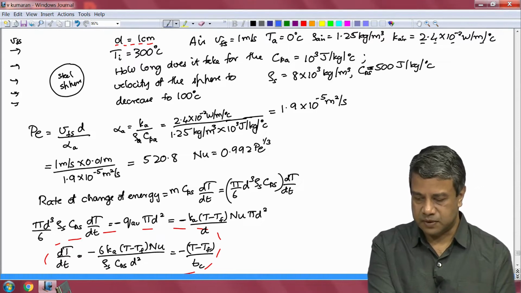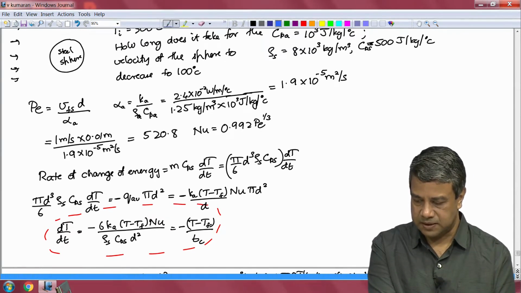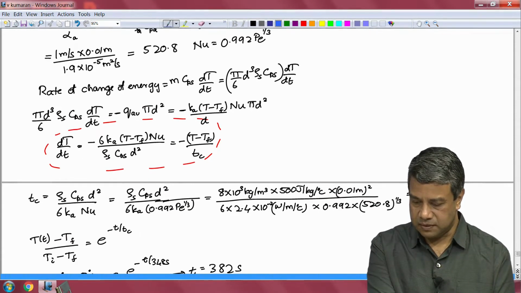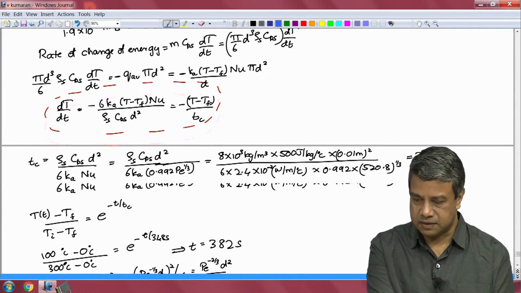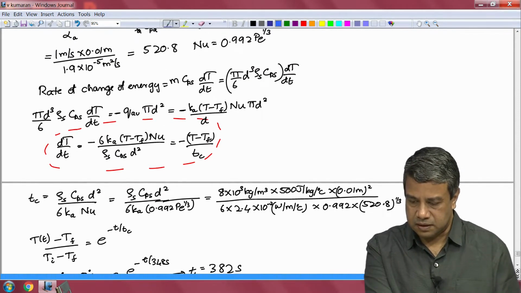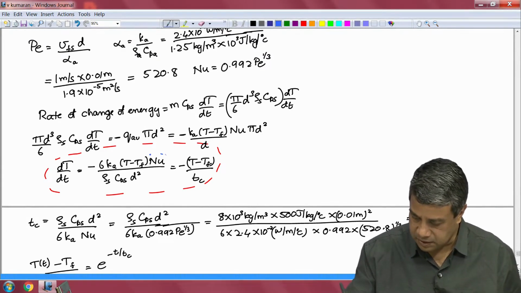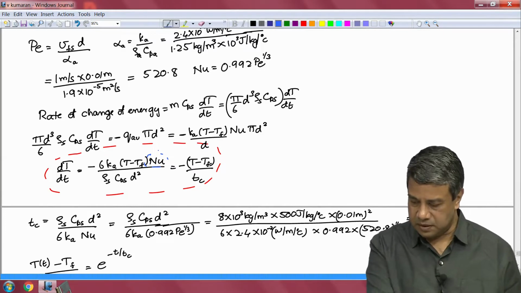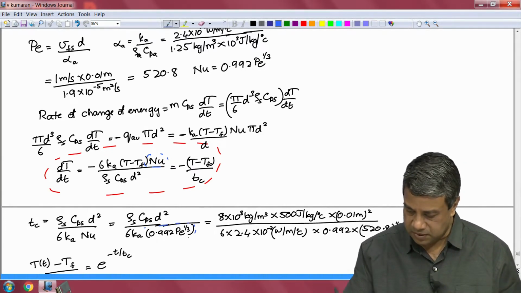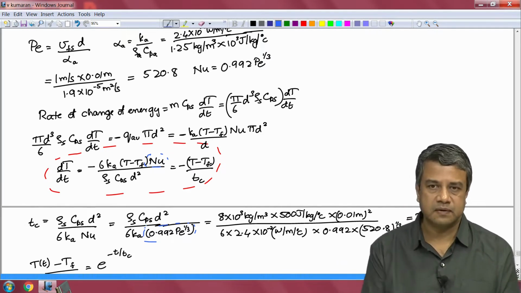And we had solved some problems using correlations. If you recall, we had used a particular correlation for convection, where the expression for the Nusselt number was given by the correlation, which is 0.992 times Pe to the power 1/3, for natural convection.